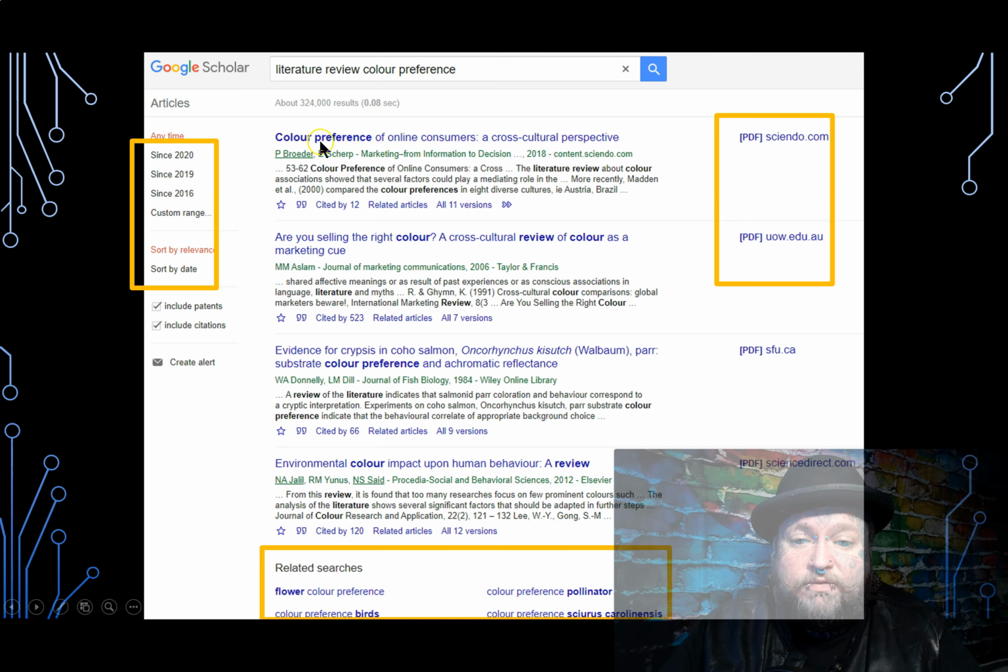For example, this very first one, color preference of online consumers across cultural perspective. Maybe that could be interesting. I don't know the journals and stuff, and this seems related to marketing. We can see it says here that's 2018. So this is good. There's maybe a potential here.